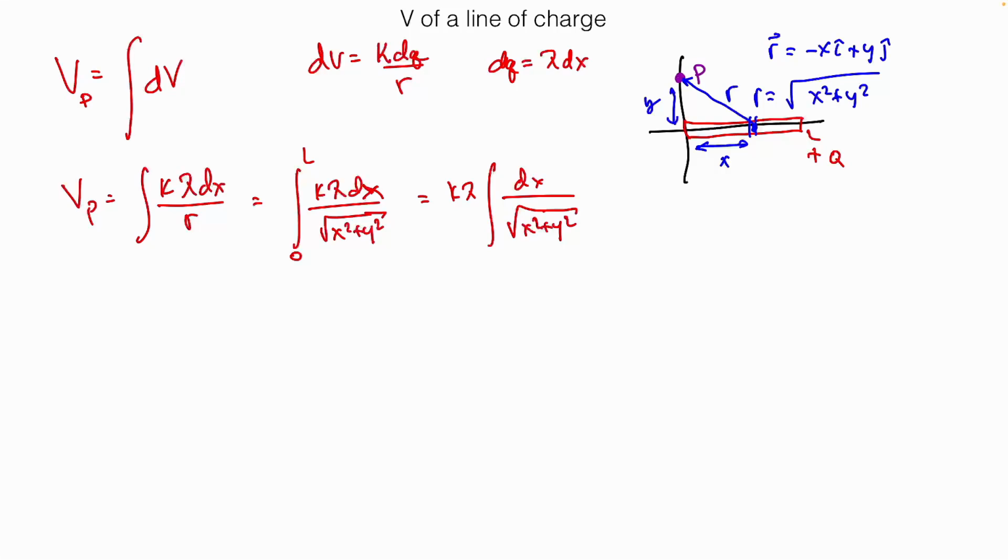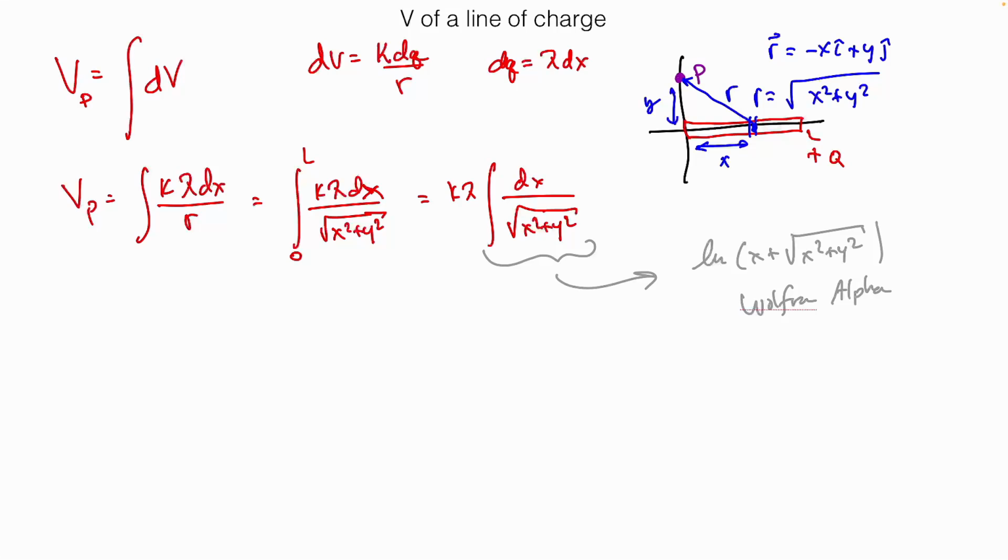I think I made Wolfram Alpha do this one for me, because I didn't want to think about it. There's going to be a natural log, right? 1 over r dr tends to be, like 1 over x dx tends to have natural logs in it. So I think I just asked it. It turns out that this integral right here, according to Wolfram Alpha, is equal to the natural log of x plus the square root of x squared plus y squared. Wolfram Alpha. Okay, now we know who to blame.